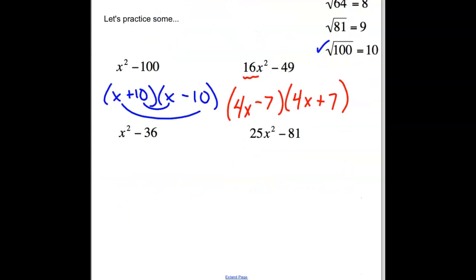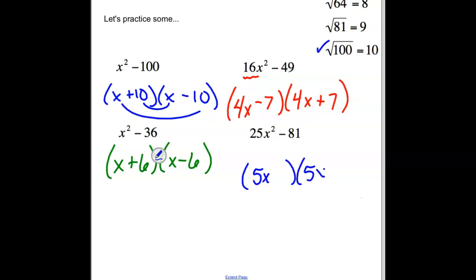All right, let's check your answers. X squared minus 36, you should have factored into x plus 6 and x minus 6. And 25x squared minus 81 would break down into 5x and positive 9 and negative 9.